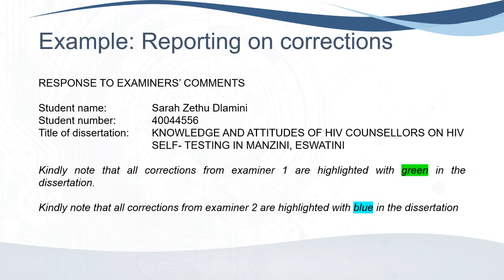I was indicating that you will have 2 or 3 versions here. And the reason for that is that you have the initial version that you uploaded for examination. Then you have the revised version with the corrections highlighted. And then you have the final revised version without any highlights, which will be your final document that will be uploaded onto the UNISA institutional repository once the examination process has been completed.